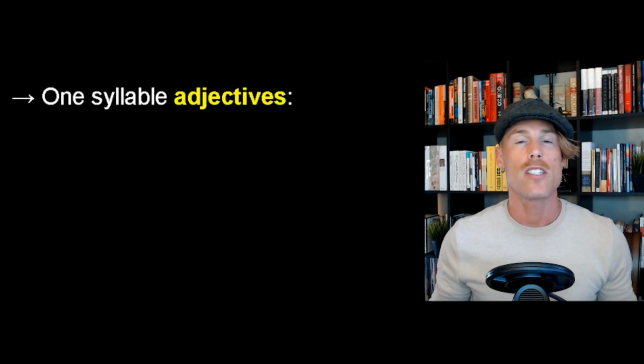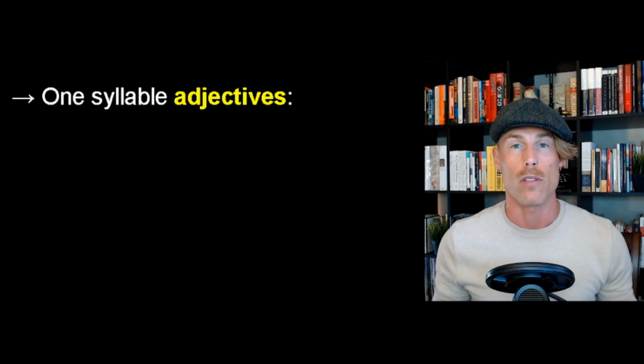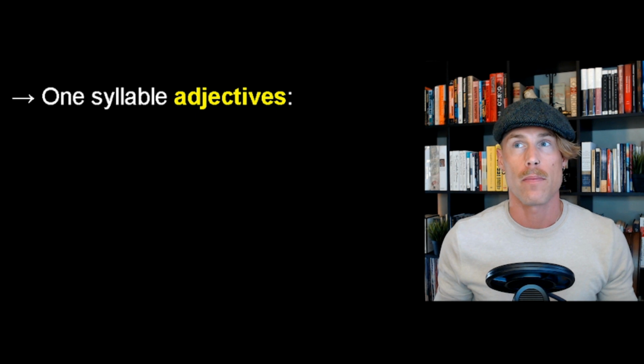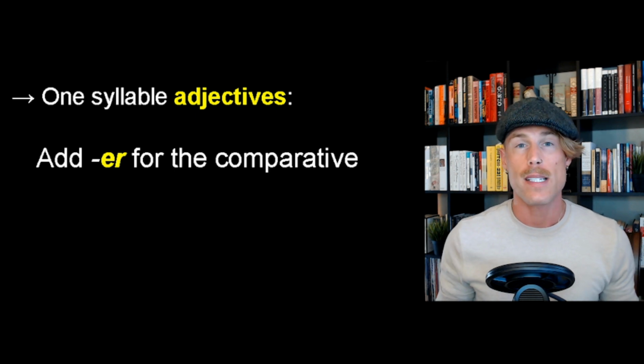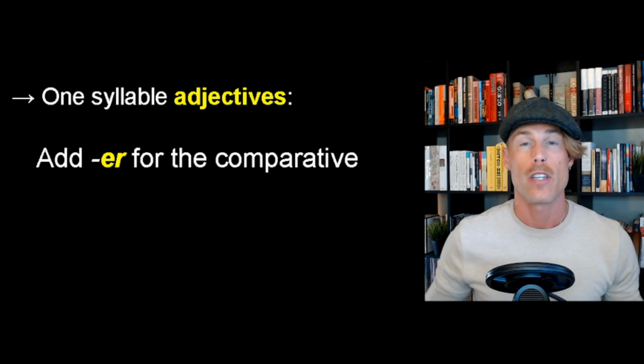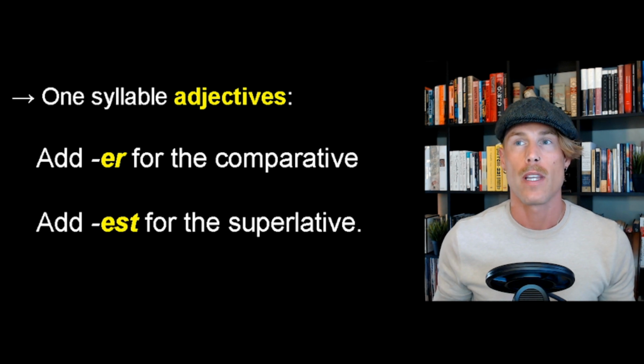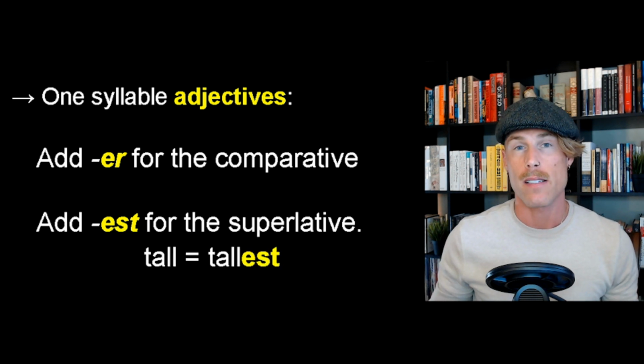Okay, let's talk about syllables with adjectives. First, one-syllable adjectives. For one-syllable adjectives, add er to make the comparative. Taller. Add est to make the superlative. Tallest.